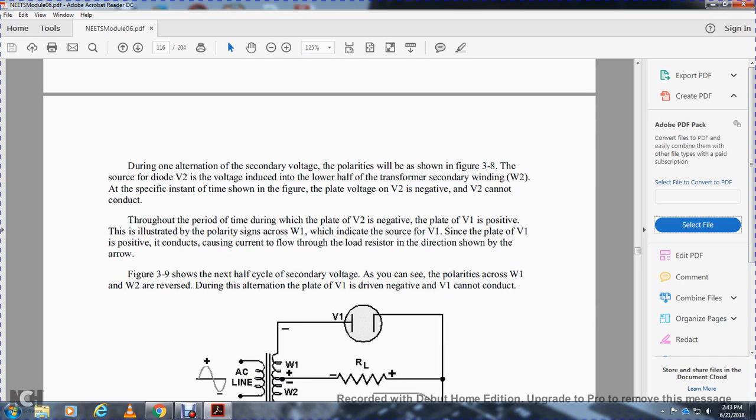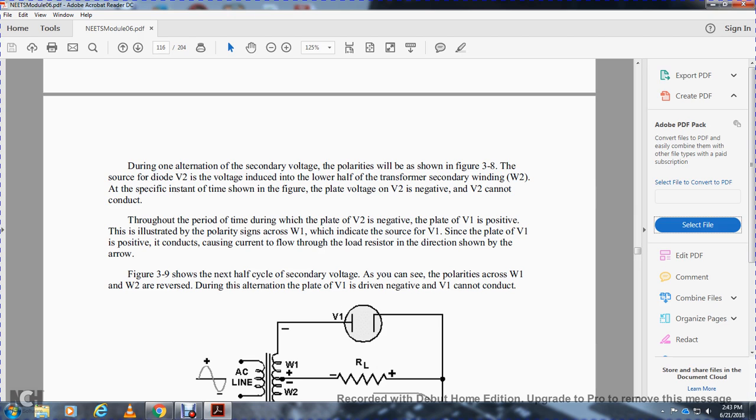During one alternation of the secondary voltage, the polarity will be as shown in figure 3A. At that specific instant, the plate voltage V2 is negative, so V2 cannot conduct. During this period the plate of diode V2 is negative and the plate of diode V1 is positive. The polarity signs across winding 1 indicate the voltage on diode V1. Since the plate of diode V1 is positive, it conducts, with current flowing through the load resistor in the direction shown by the arrow.